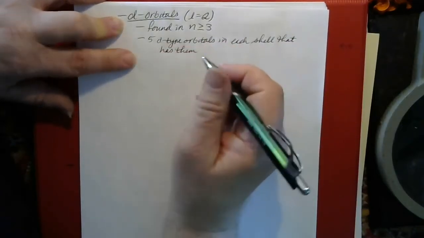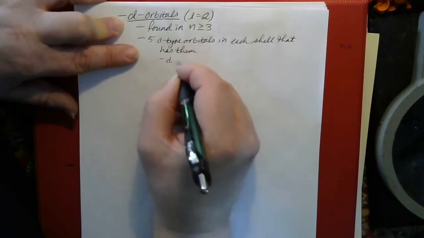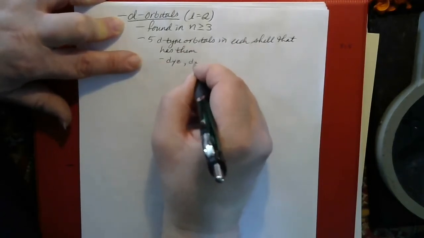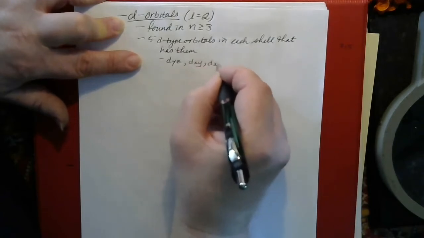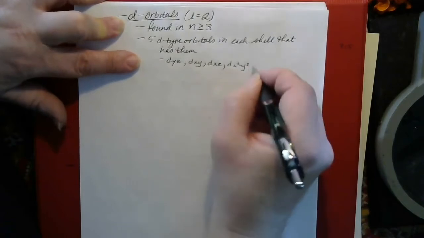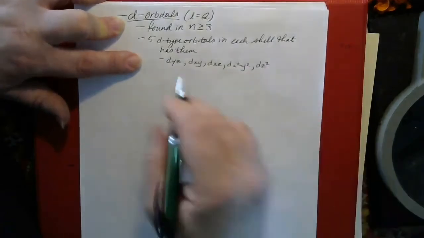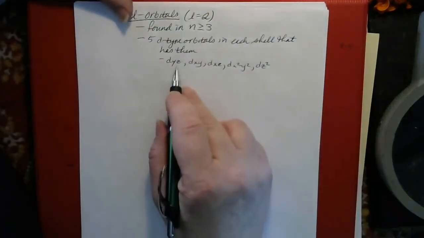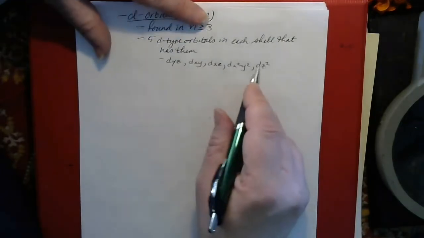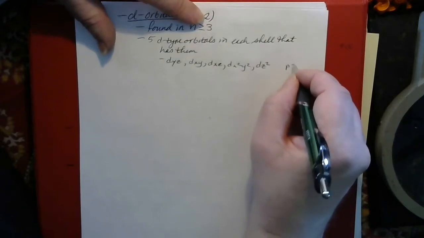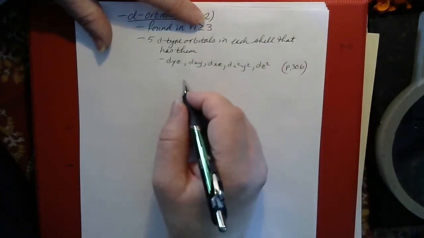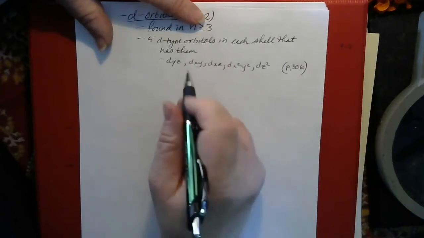The d-type orbitals are fairly complicated in shape, and you don't really have to remember the shapes or their names. Just be aware that there are 5 of them. And so the 5 are actually dyz, dxy, dxz, dx squared minus y squared, and dz squared. And you can look on page 306 to see the shapes of them, if you like.